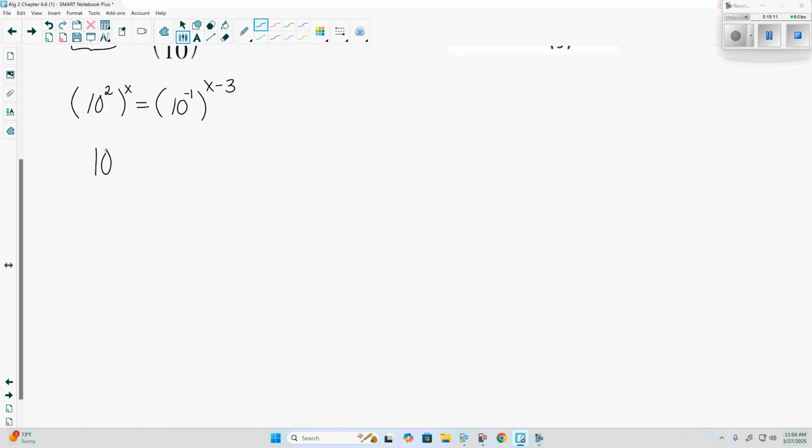Now, before we can start setting anything equal, we do need to simplify some of these parentheses. On the left-hand side, we have 10 to the second power to the x. Powers of powers multiply. So our 2 to the x is going to be the same as 2x. On the right-hand side, we have 10 to the negative 1 to the x minus 3. So really, we have negative 1 times our x minus 3. Negative 1 times x minus 3. Negative x minus 3.